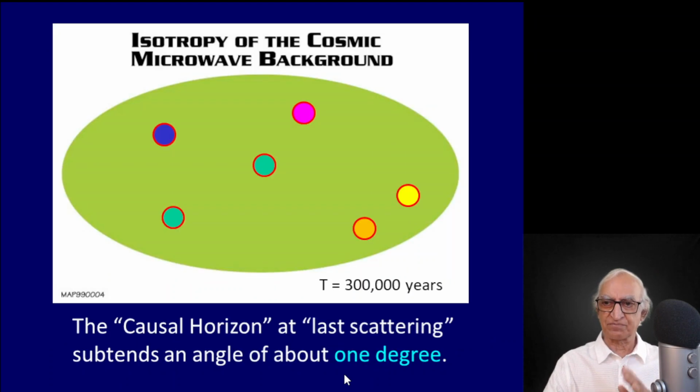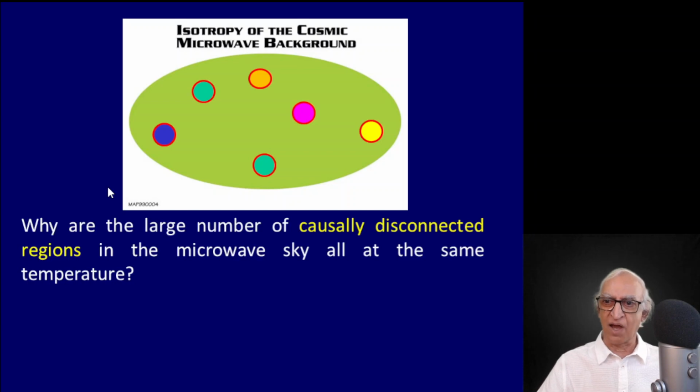So I'm saying that the causal horizon, which is the distance over which you could have communicated when the universe was 300,000 years old, that distance, that scale, meter stick, subtends an angle of about 1 degree in the sky. So these are various 1 degree patches in the sky. All right? So there is no reason on Earth or elsewhere why the temperature of these regions should be the same, because they couldn't have communicated with one another. So the question is, why are there large numbers of causally disconnected regions? In other words, one could not have communicated between these regions at the speed of light in 300,000 years, which was the age of the universe at that time.